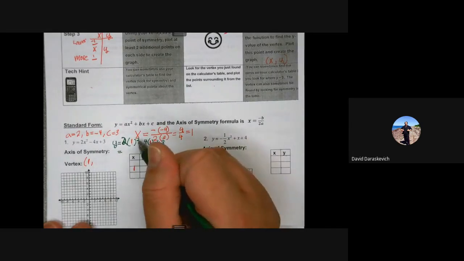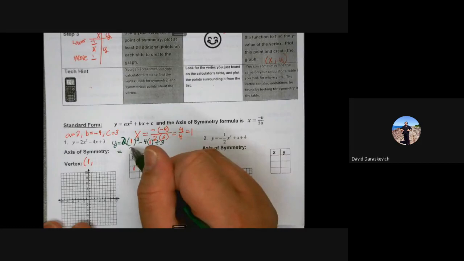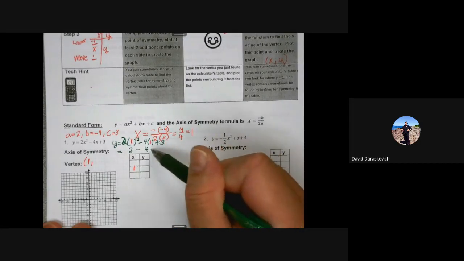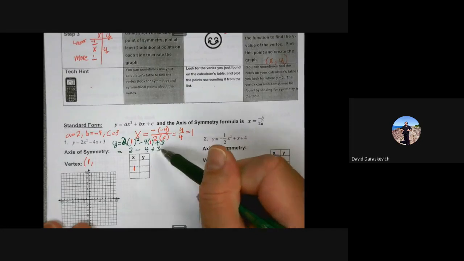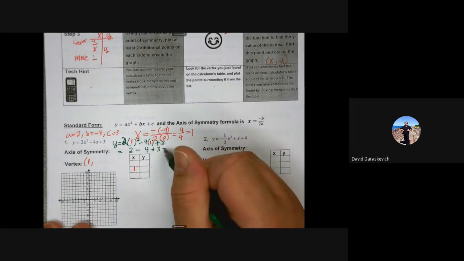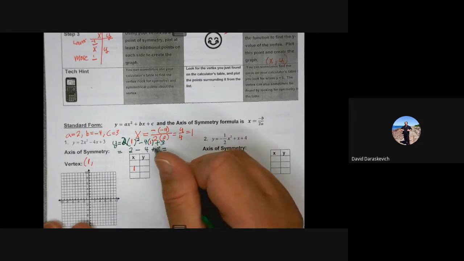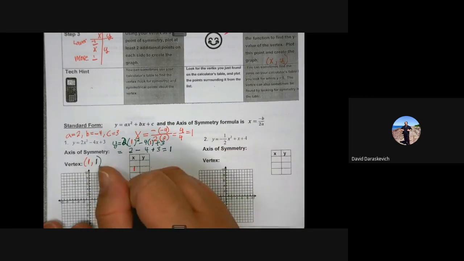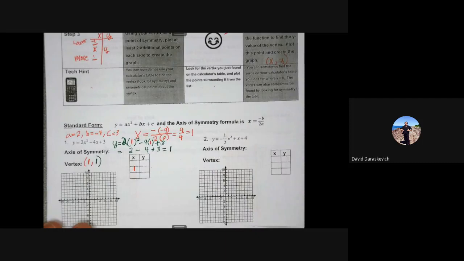So 1 squared is 1. 2 times 1 is 2. Minus 4 times 1 is 4. Plus 3. So my y, 2 minus 4 is negative 2, plus 3 is positive 1. So there's my vertex: 1, 1.